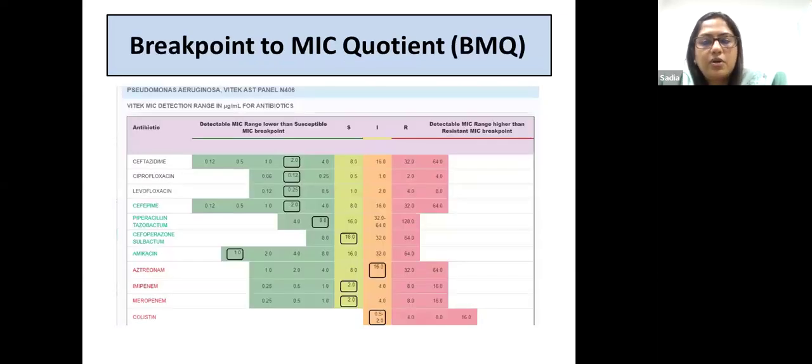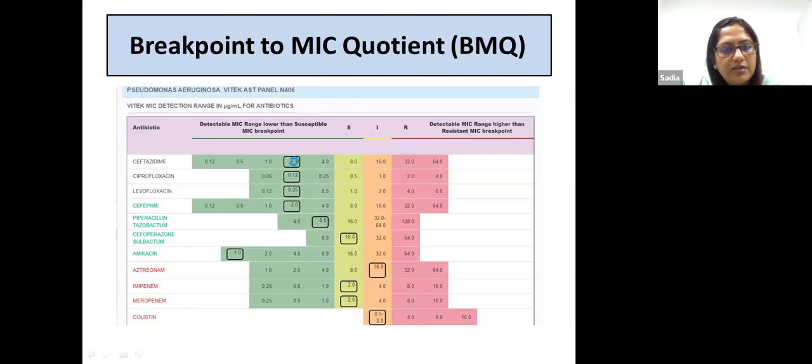Right. So there is a very important concept, that is the breakpoint to MIC quotient. So in this, if you see, the breakpoint is the point at which the antibiotic can be told, see, if you see over here for ceftazidime, the breakpoint is somewhere around 8. Okay, anything which is less than 8 is sensitive, and anything which is more than 8 is either intermediate or resistant. Okay, so BMQ is the breakpoint to MIC quotient.